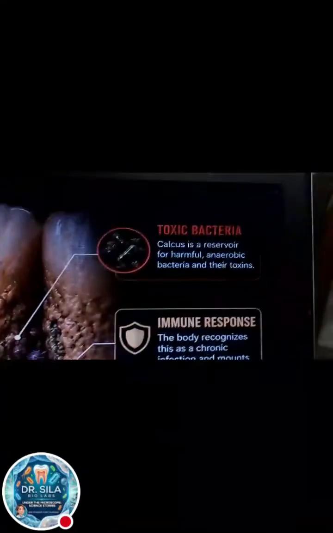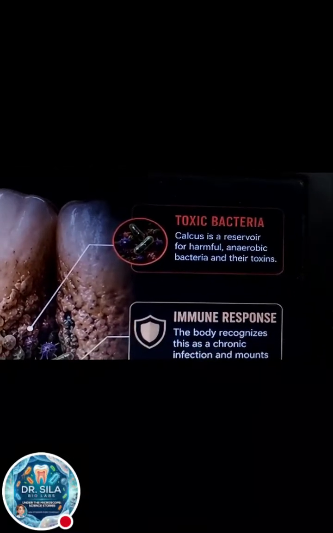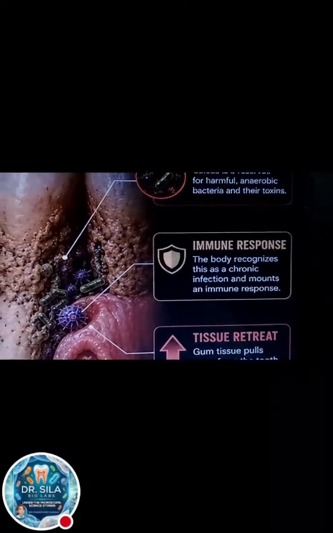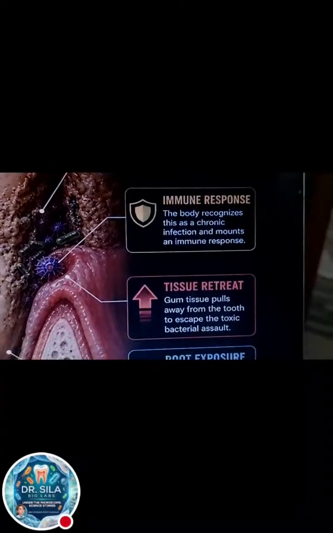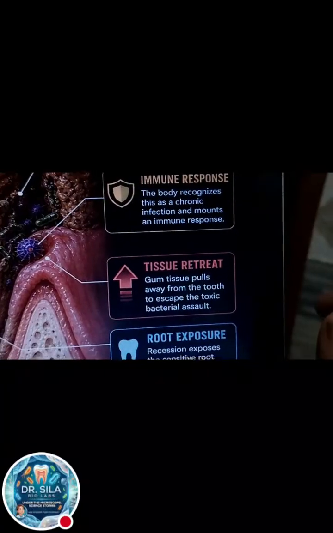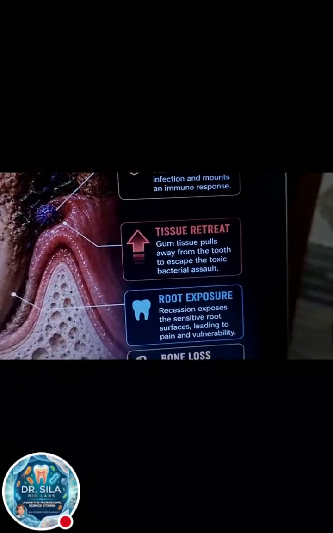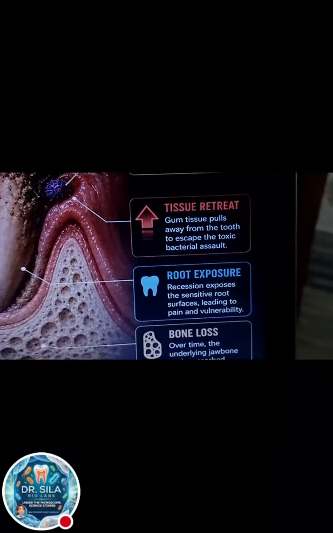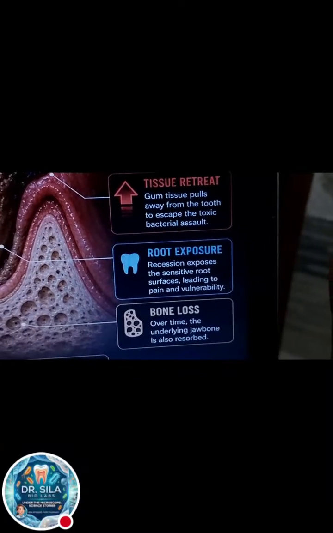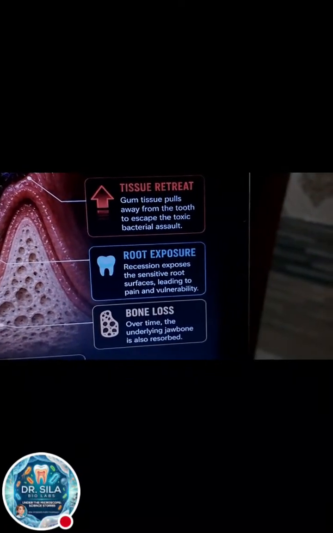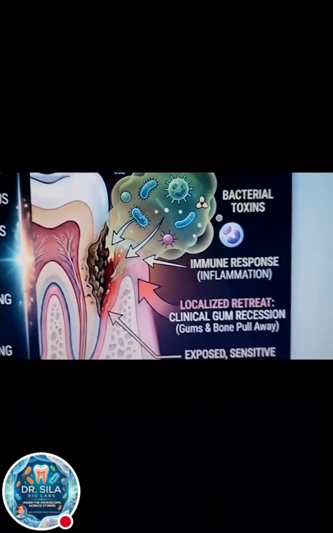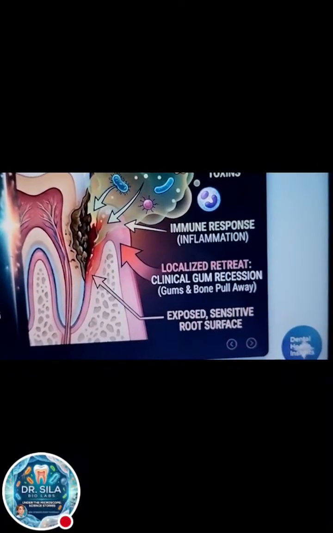Toxic bacteria: calculus is a reservoir for harmful anaerobic bacteria. Immune response: the body recognizes a chronic infection. Tissue retreat: gum tissue pulls away from the tooth to escape the bacterial assault. Root exposure: recession exposes the sensitive root surfaces, leading to pain, and over time, bone loss in the underlying jawbone. Massive chronic infection, bacterial toxins, immune response, localized retreat, and exposed root surfaces.